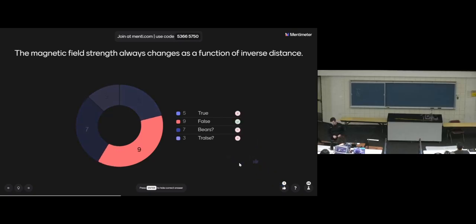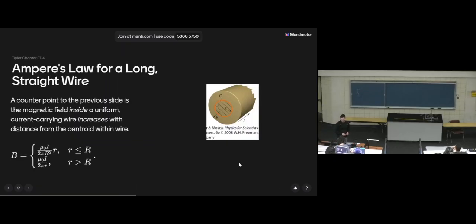All right, this is false. A couple of counterpoints to that. Remember when we were inside of the wire, it increased linearly with distance from the center of the wire. If you think of a long straight solenoid, we said that the magnetic field was constant inside of the solenoid, so that didn't increase with distance from the wire. So just a couple of counterpoints there.